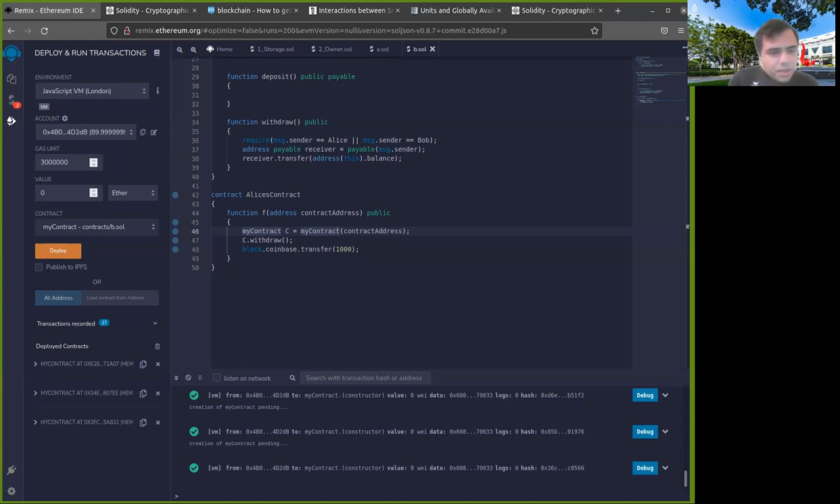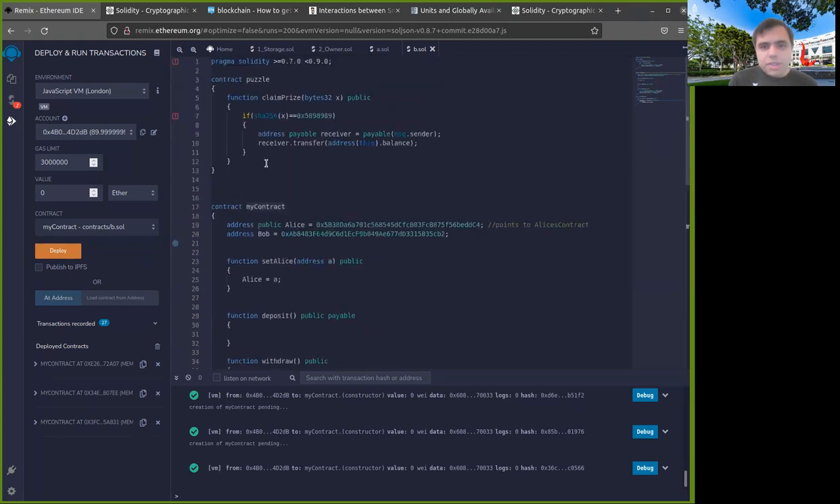Okay, so another question is, what was the name of the attack for the hash part? Okay, so the attack is called the front-running attack.